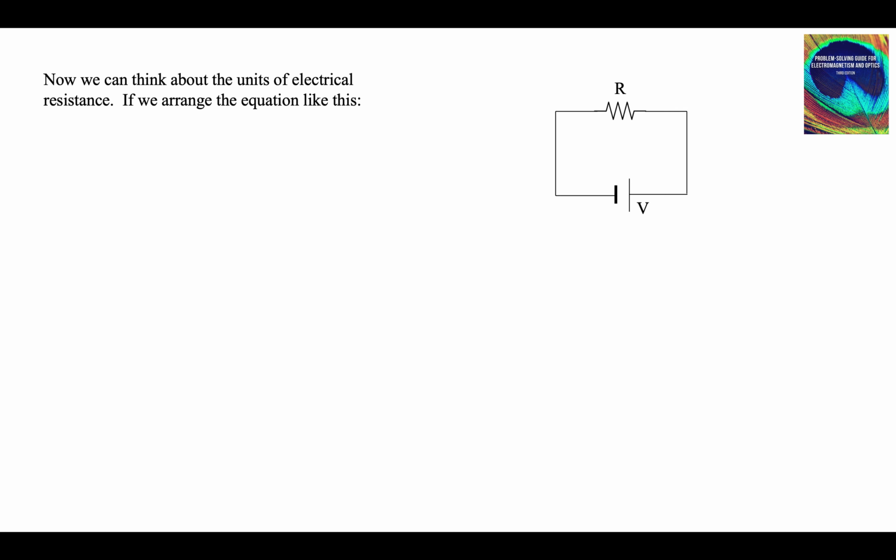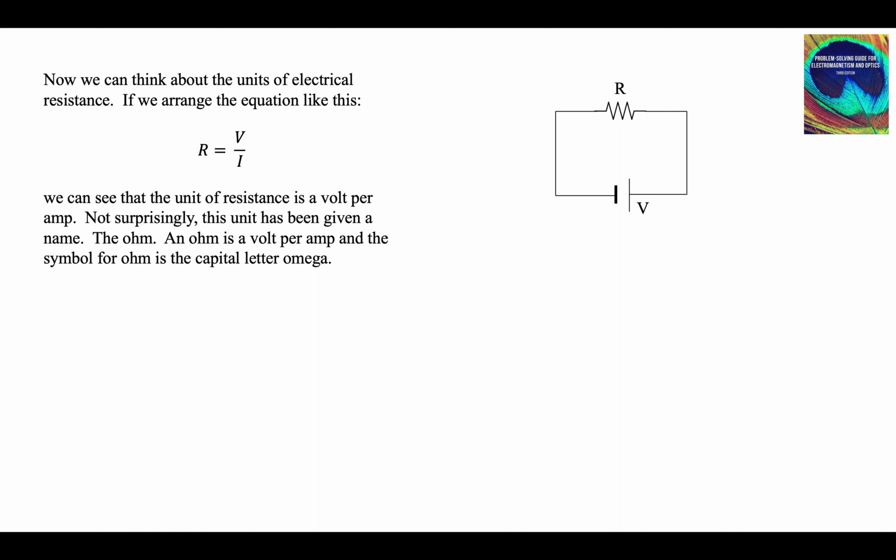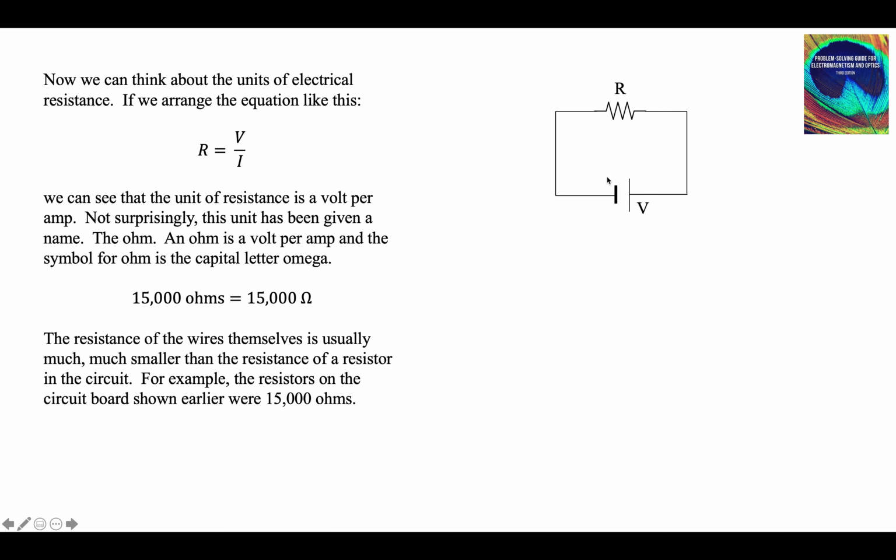So let's think about the units. R is a volt per amp. A volt per amp has been given a name. It's called the ohm. It's a volt per amp, and the symbol is the capital letter omega. So a resistance of 15,000 ohms can be written as 15,000 with a capital letter omega. The resistance of the wires themselves, there is some resistance, but it's much, much smaller than the resistance of a resistor in the circuit. The resistors on the circuit board were 15,000 ohms.